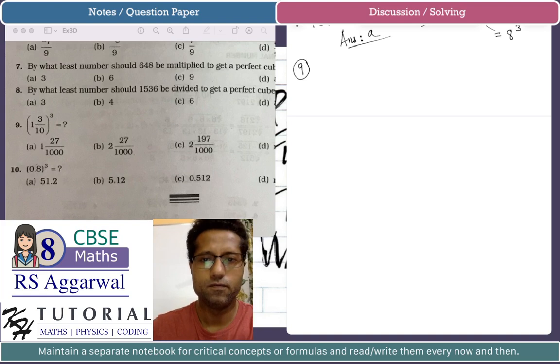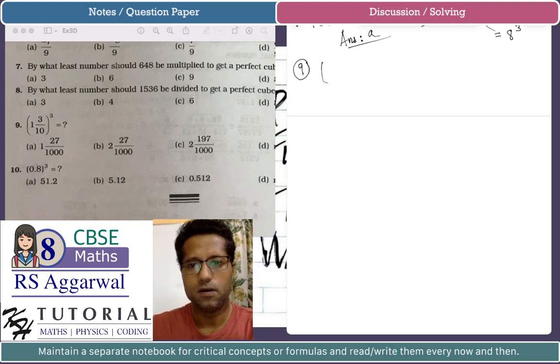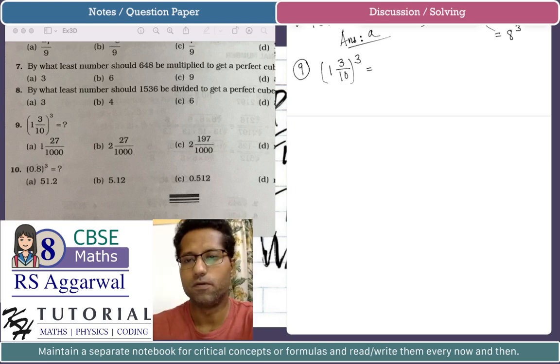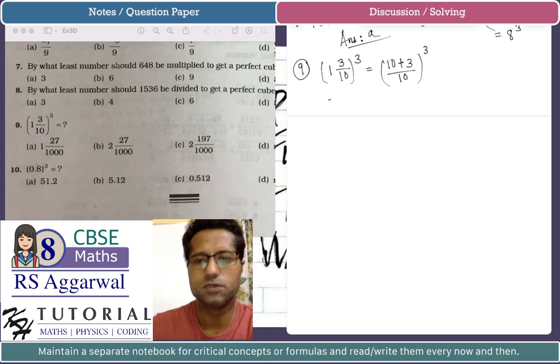We have to find the value of the mixed fraction 1 and 3 by 10 whole cube. We have to find the cube of a mixed fraction. So we first need to convert the mixed fraction into an improper fraction. So this will be 10 plus 3 by 10 whole cube, which is equal to 13 by 10 whole cube.